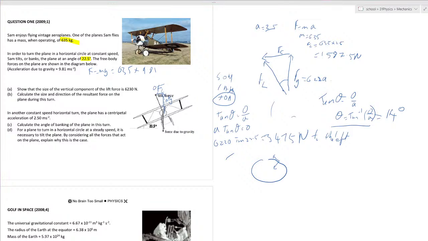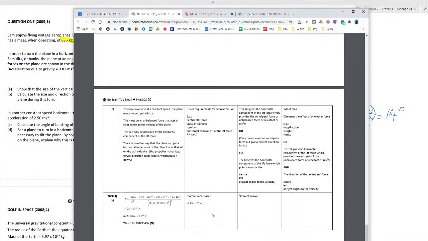Let's have a look at what they say. To move in a circle at constant speed, the plane needs a centripetal force. This must be an unbalanced force that acts at right angles to the velocity of the plane. This can only be provided by the horizontal component of the lift force. There's no other way, and so on. Propeller makes it go forwards, friction drags it back, weight force pulls it down. What have they said there? The tilt gives the horizontal component of the lift force, which provides the centripetal force. Okay, so that's the bit that I said.